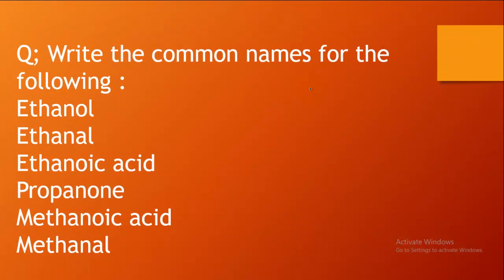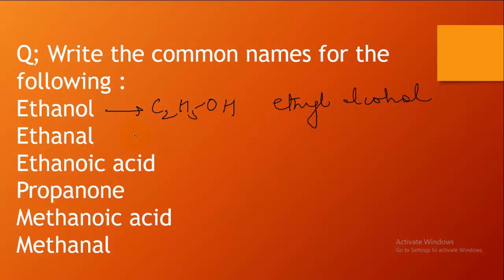Now write the common names for the following. We need to write the common names. These are the IUPAC names, and we need to write their common names. So for ethanol, the formula we know is C2H5OH, and the common name is ethyl alcohol. Ethanal we know is CH3CHO, right? And the common name for it is acetaldehyde.